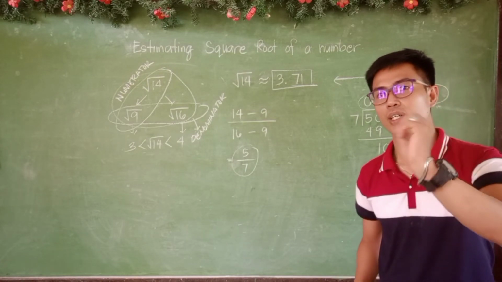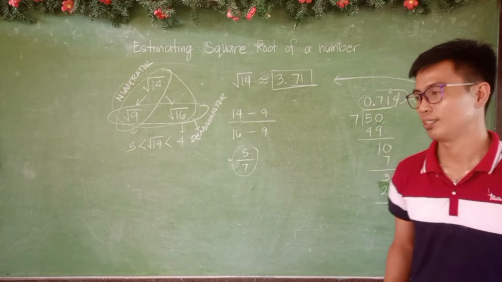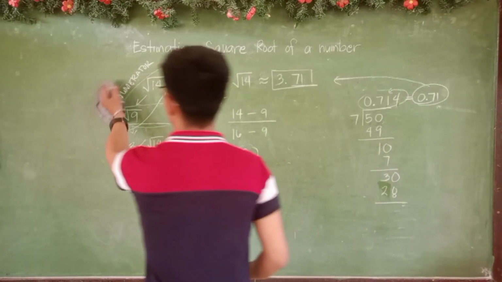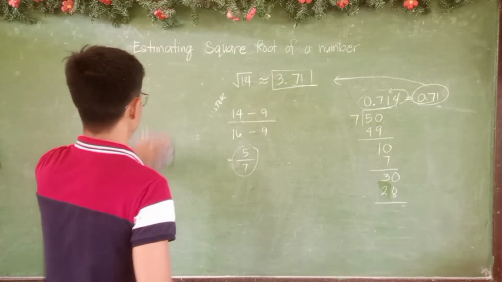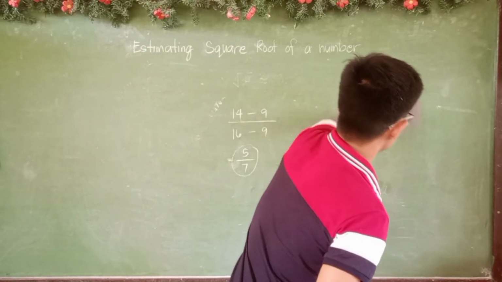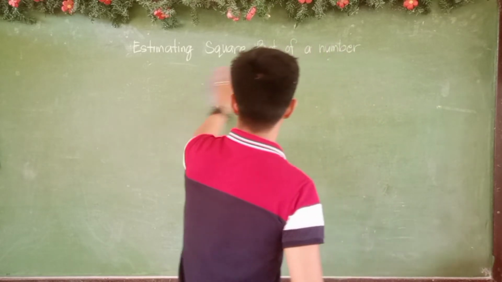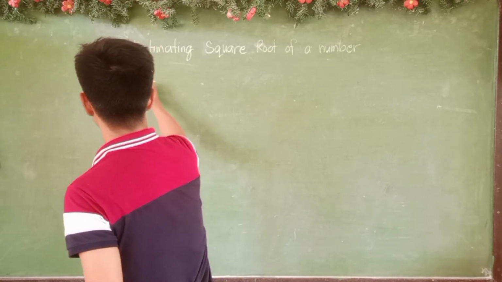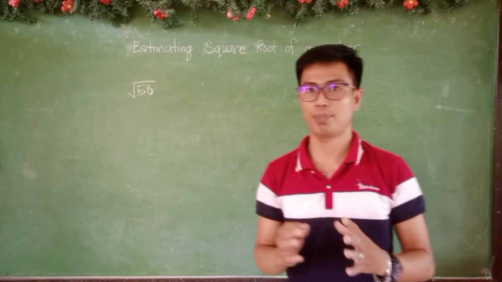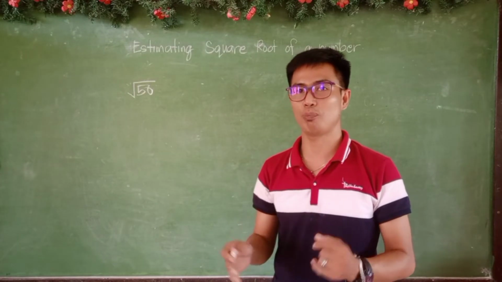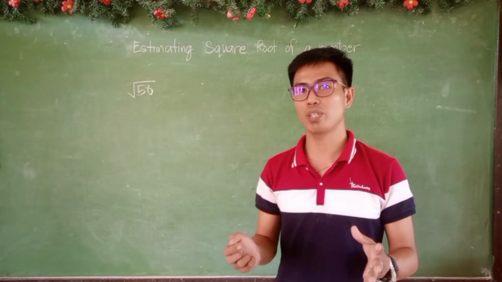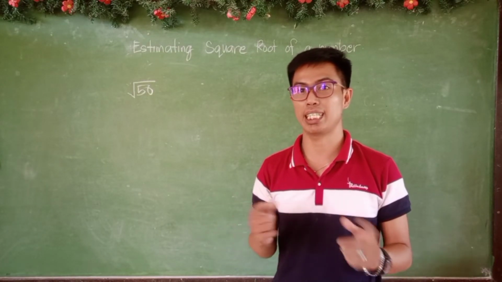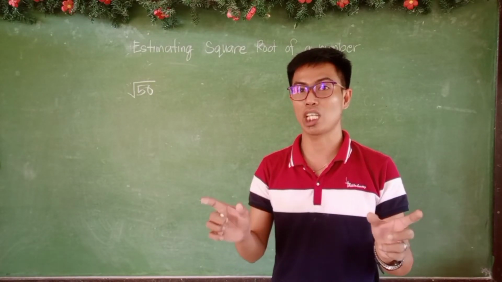So that is for our first example. For the second example, let's say we have the square root of 50. So we need to estimate the square root of 50. First, we need to identify where does this given number lie. Saang number siya naglalay para alam natin kung saan tayo papunta.